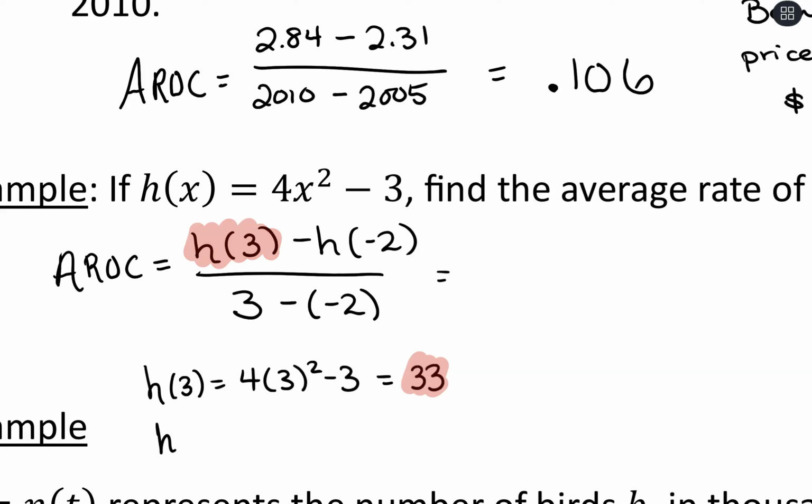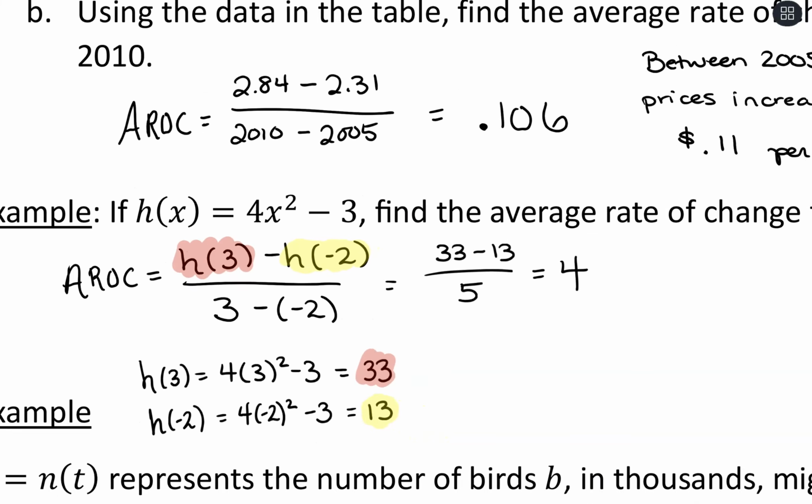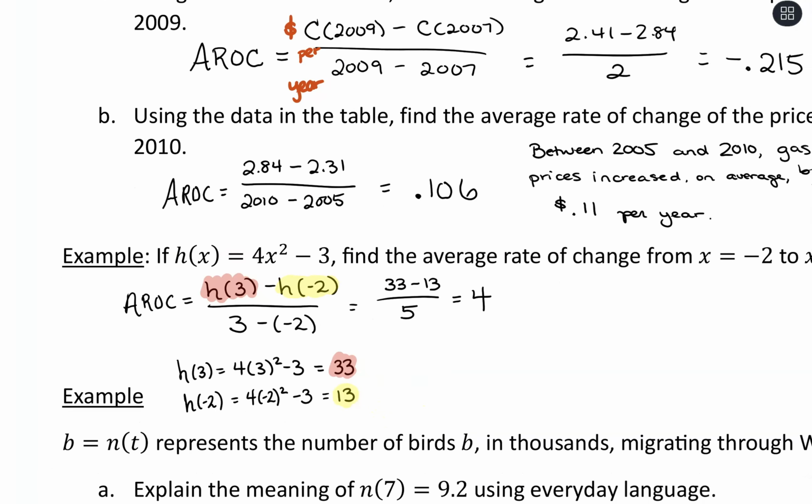And then we'll also look at h of -2, which is 4 times -2 squared, minus 3. 4 times 4 is 16, minus 3 is 13. So we can make the substitution of that 13 where I have h of -2. So we'll go 33 minus 13 over 3 plus 2, which is 5. So that'll be 20 over 5 for a 4. We don't have any units here, so we don't need to make a sentence, but that's how we'd find our average rate of change.